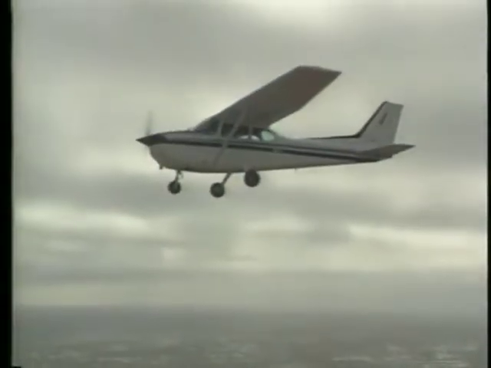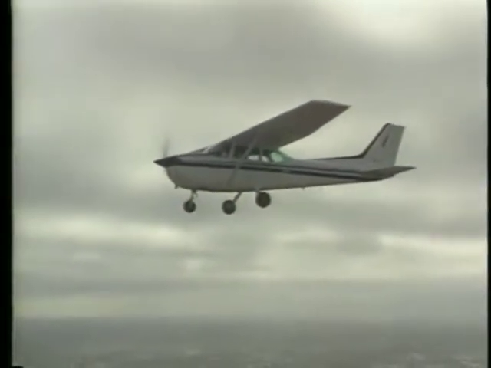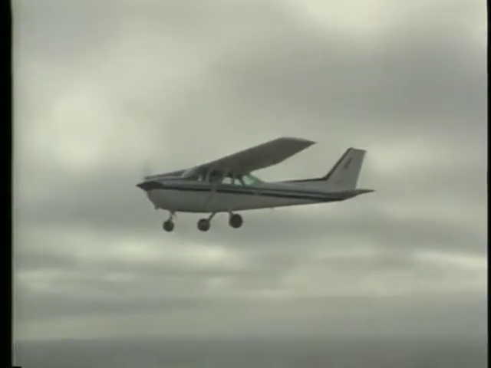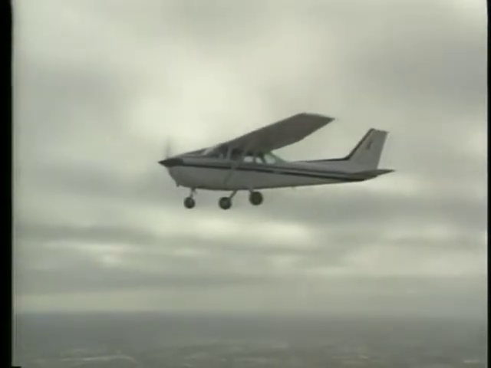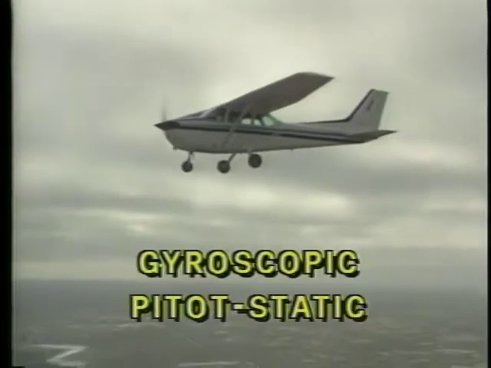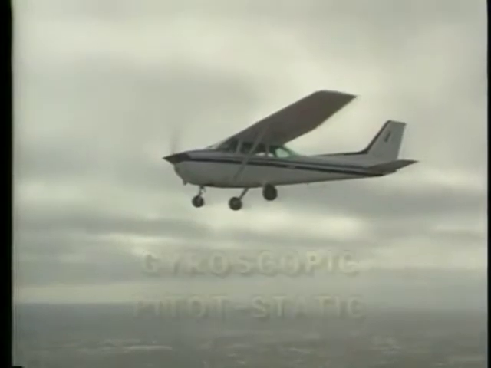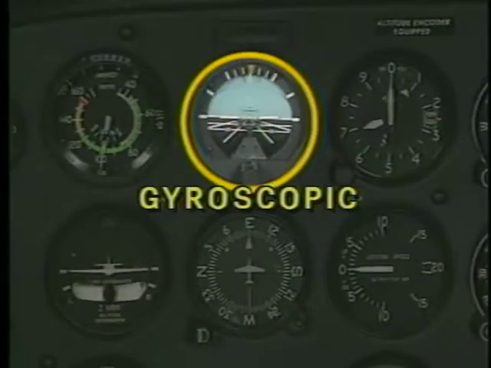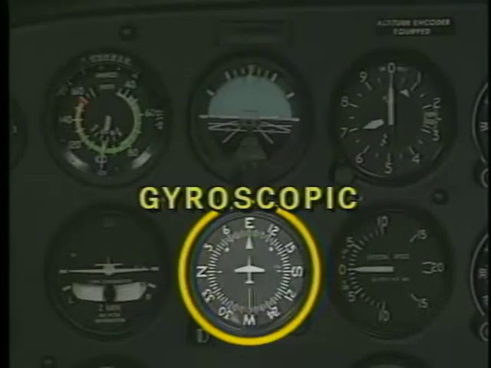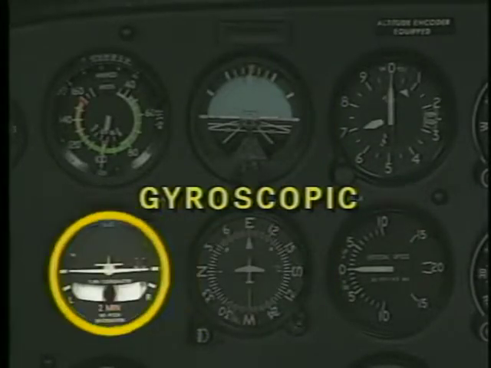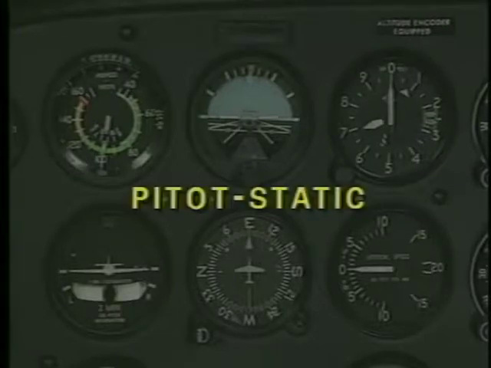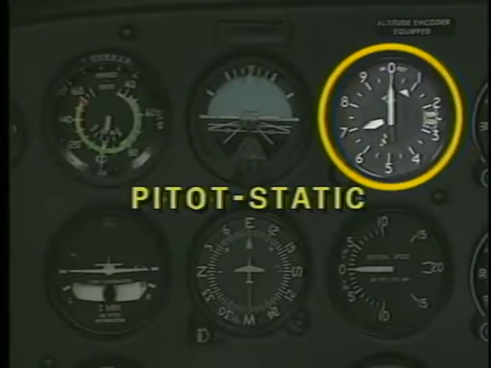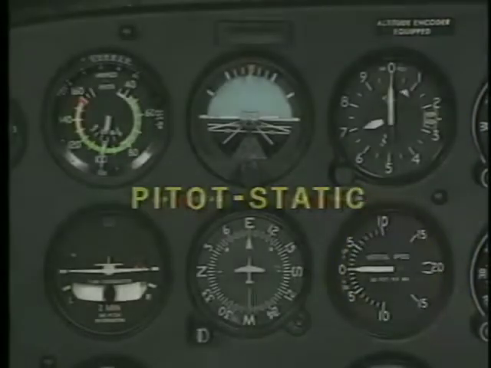To begin, let's review the basic flight instrument systems. You should remember from your private pilot training that the flight instruments are divided into two systems, gyroscopic or pitot-static. The gyro instruments include the attitude indicator, heading indicator, and turn coordinator, while the pitot-static instruments are the airspeed indicator, the altimeter, and the vertical speed indicator.